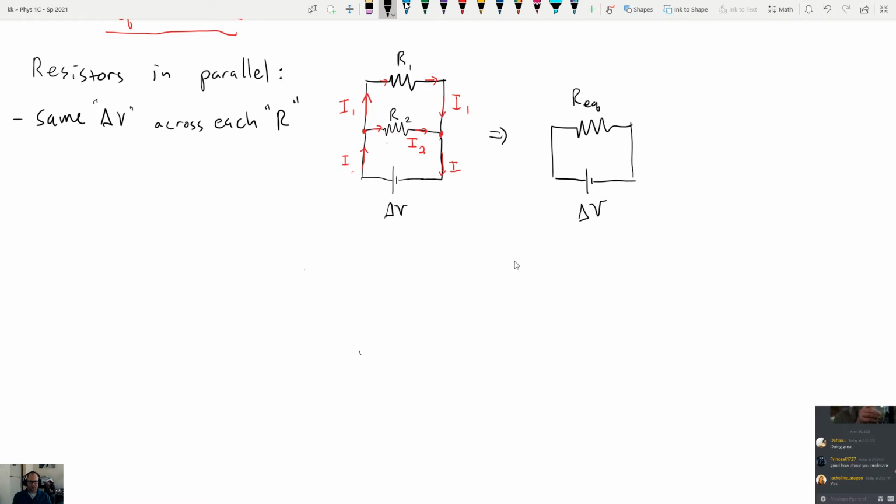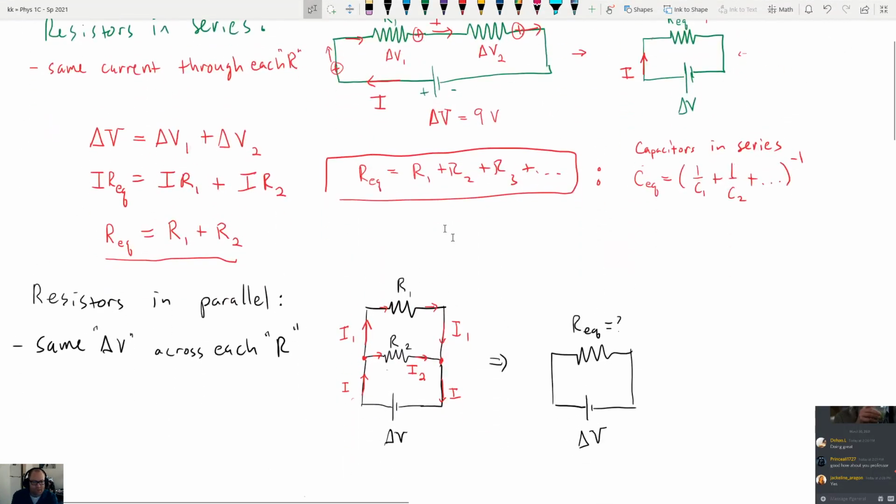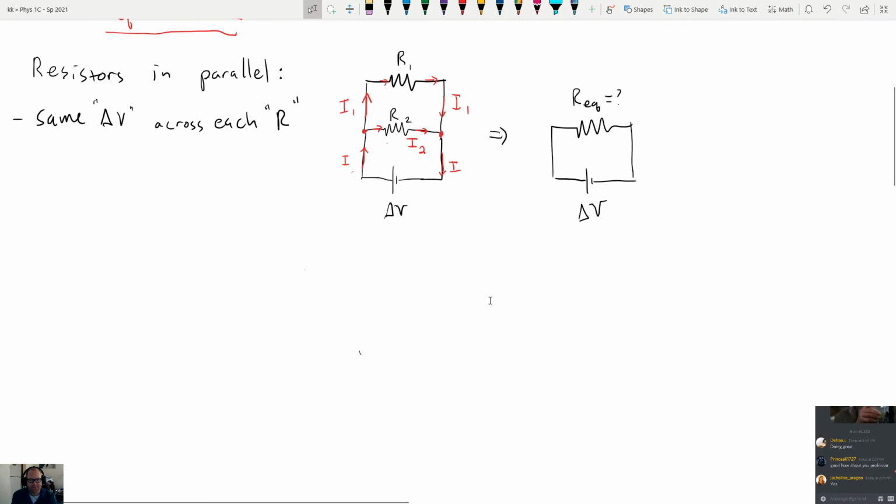And our goal, of course, is to figure out what Req is. You might be able to guess that, since with resistors in series you added them directly like this, but with capacitors in series you did this inverse thing. Whereas with capacitors in parallel you added them like this, right? Do you all remember that? So with resistors, we would probably expect that for resistors in parallel you're going to get something like this, right? Does that seem reasonable? All right, so let's see if that happens.